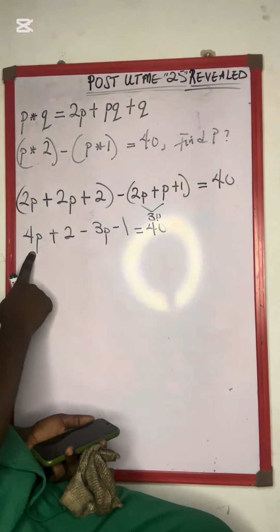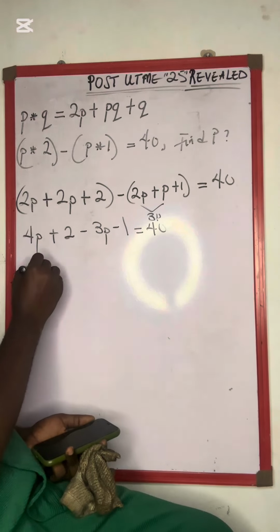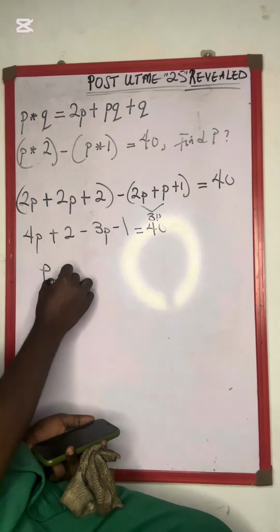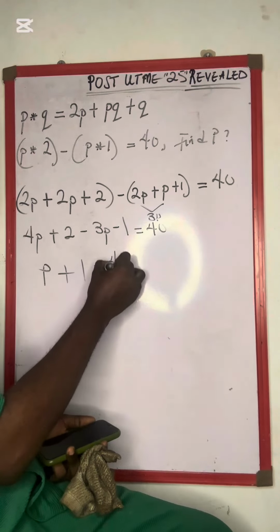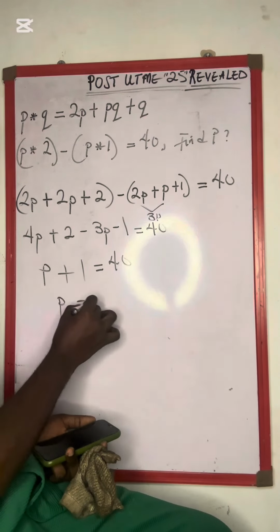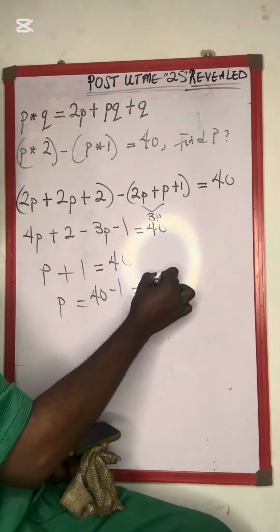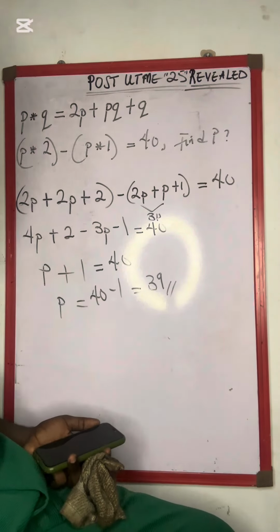Now let's go. 4P minus 3P gives us just P. 2 minus 1 gives us just 1 equals 40. Now P becomes 40 minus 1. And what's the answer? 39.